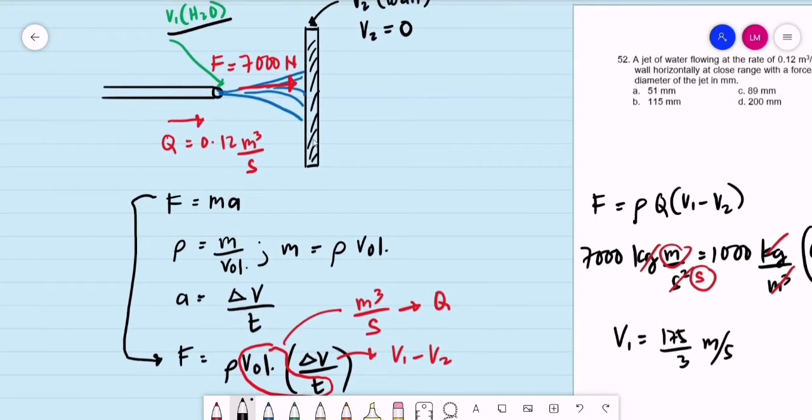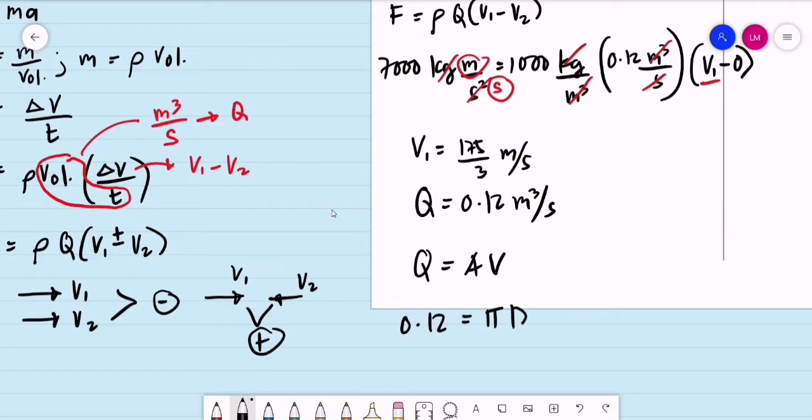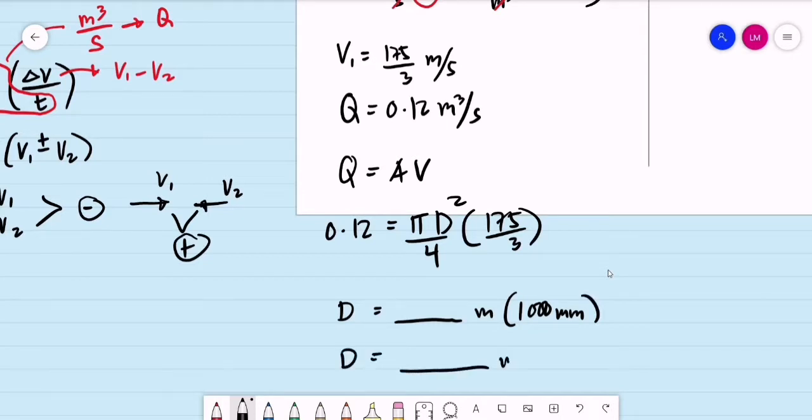Ngayon, hinahanap lang natin dito yung diameter. So, kung naghahanap tayo ng diameter, di ba meron na tayong discharge. Given ito, 0.12 cubic meter per second. Basically, ang discharge ay area times velocity. This is 0.12 equal to area, pi d squared divided by 4. Then yung na-compute natin dito na velocity, that is the 175 over 3. So, makukompute natin yung diameter. Una, yung value na to will be in meter. So, multiplied by 1,000 millimeters. So, we can have the diameter in mm.